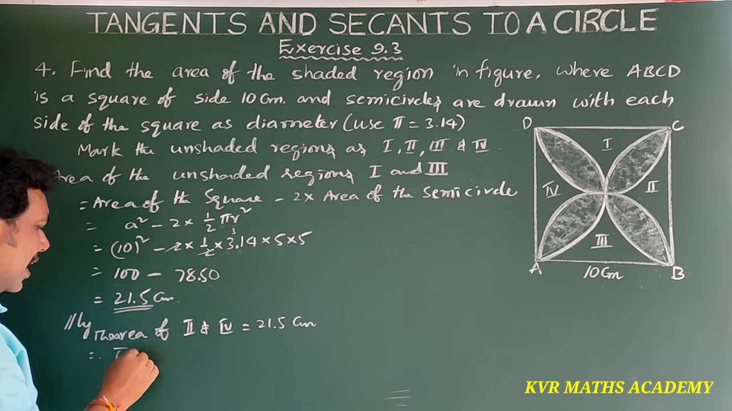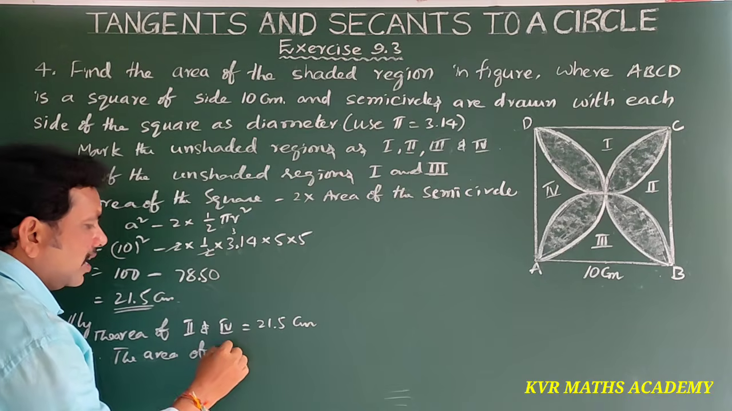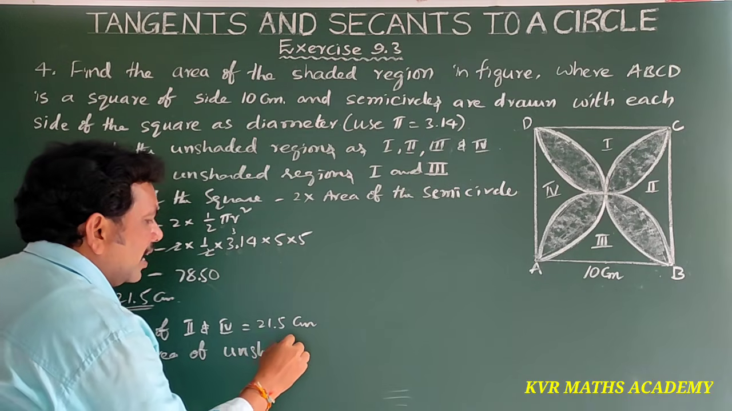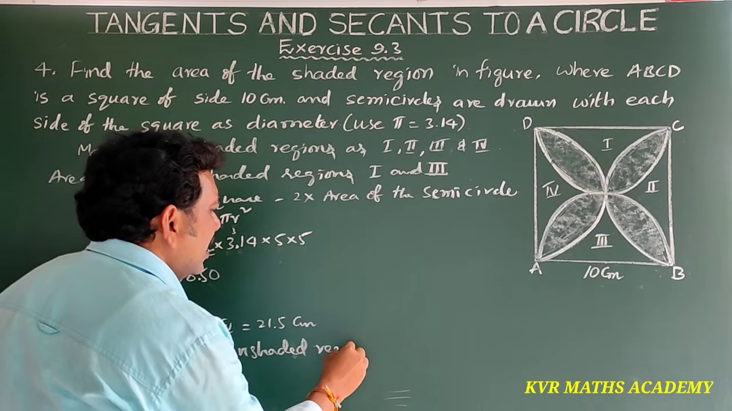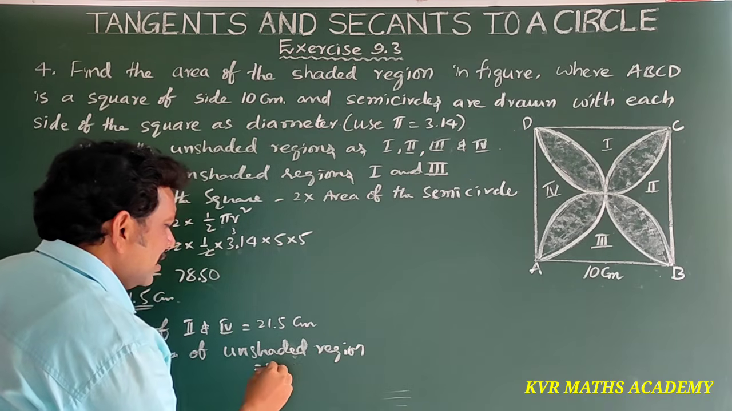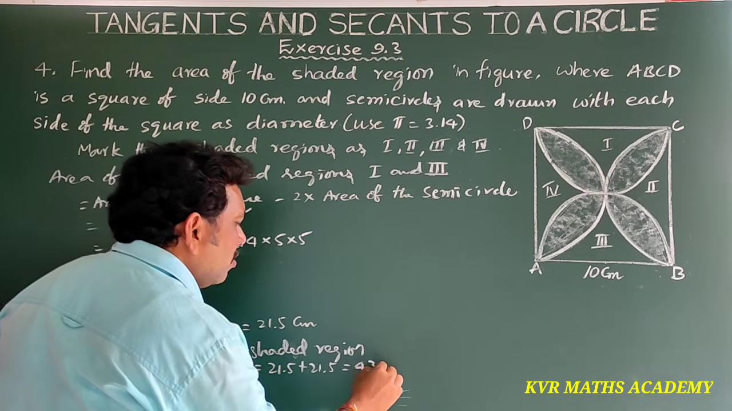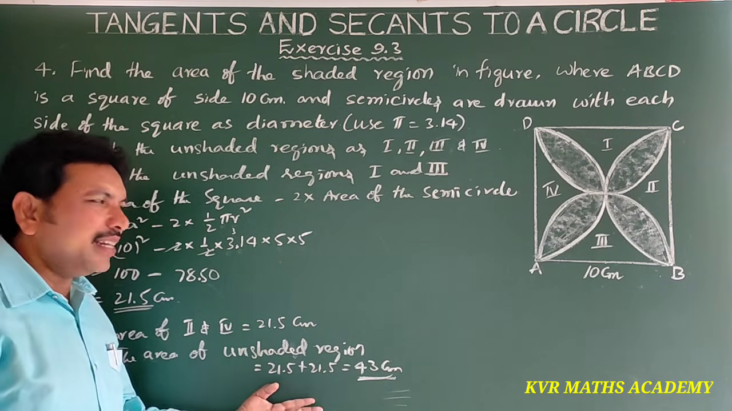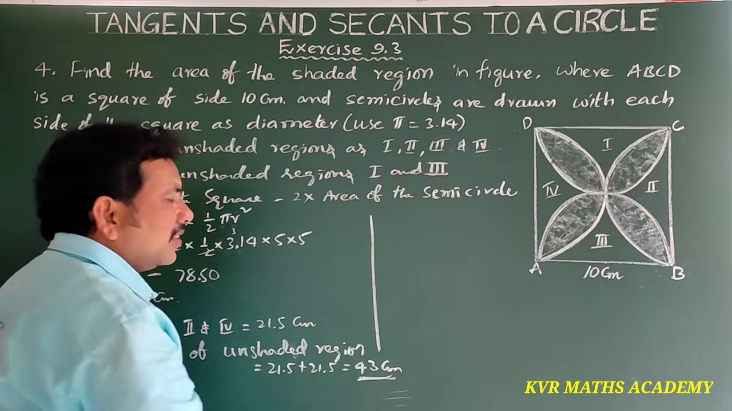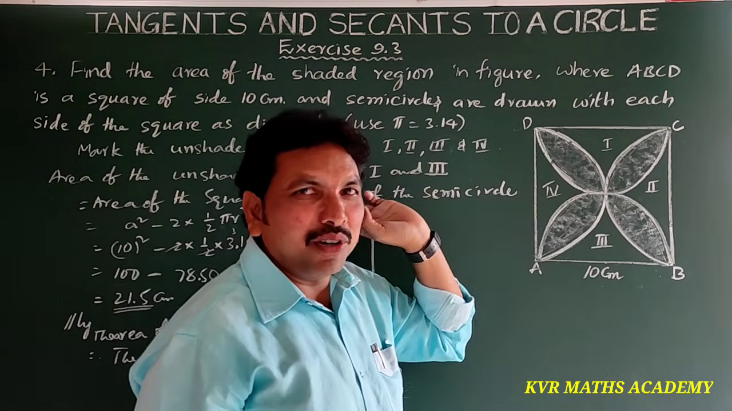Therefore, the area of the unshaded region is equal to how much? Yes, 21.5 plus 21.5, that is equal to 43 square centimeters. We got 43. Now then you can find easily the area of the shaded portion.